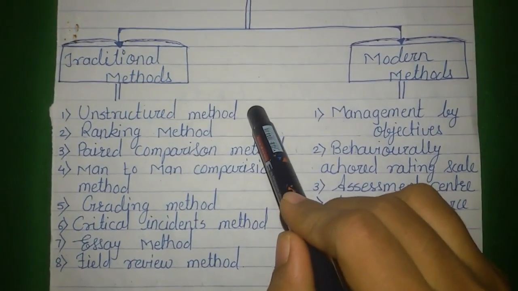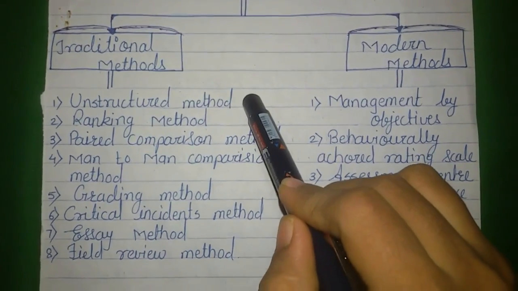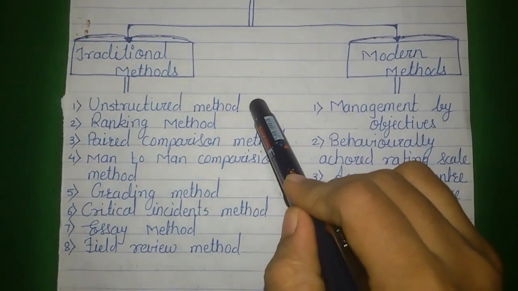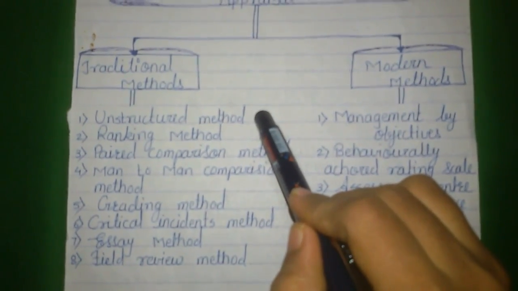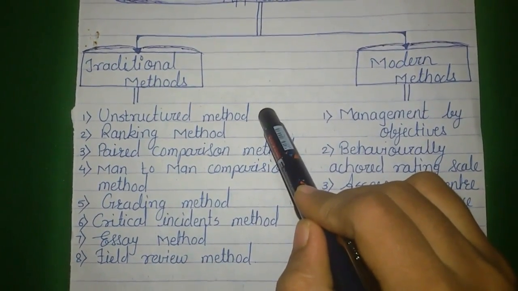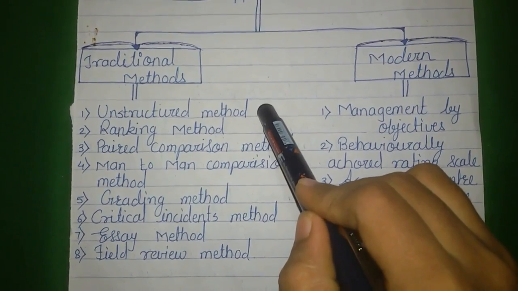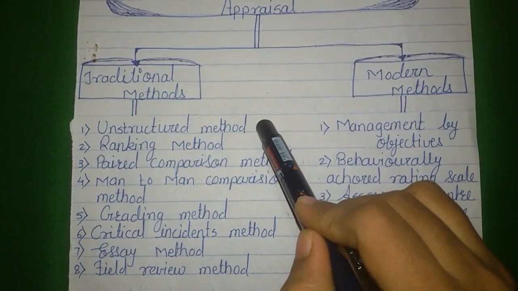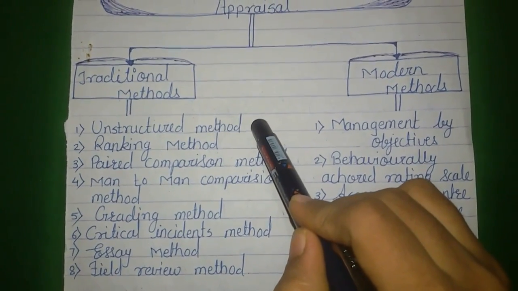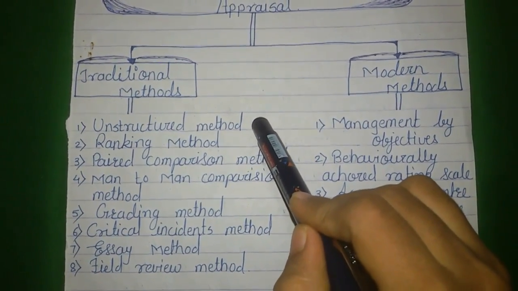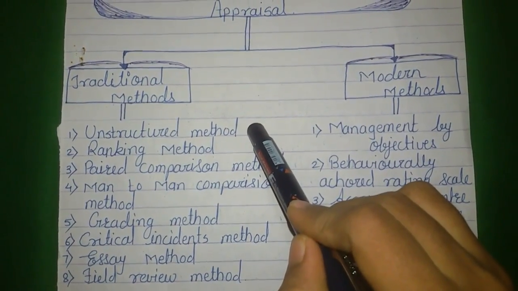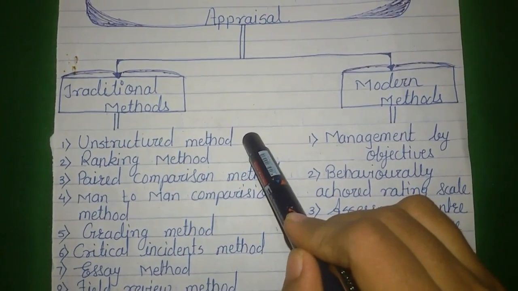Okay, so first, unstructured method. In this method, the appraiser has to give his impression about an employee, how the employee is behaving in an organization, what are the different qualities of an employee in an organization. This we are going to measure, means the appraiser will give his opinion about that employee. For example, whether he has a leadership quality or not. That's it. Means the appraiser is going to pass his judgment towards the employee.